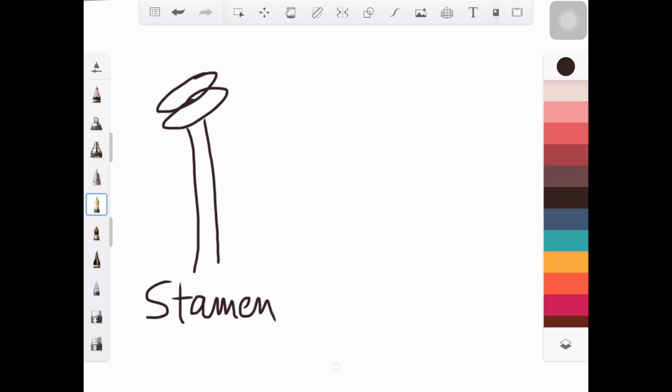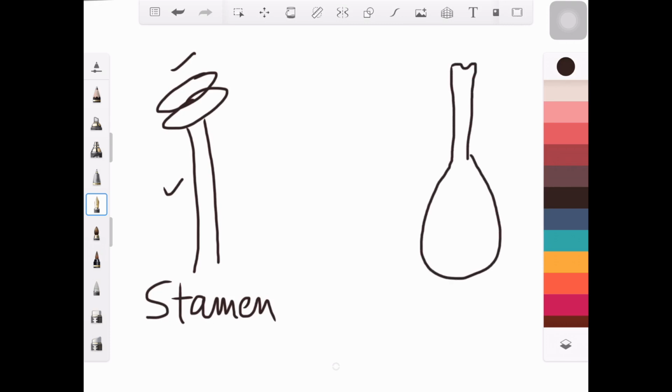Now, anther and filament are two parts of the stamen. And you also know that there is a female part of a flower called the pistil, or you can also call it carpel, or also called gynoecium. You can say all these terms. Now, this surely will be producing a male gamete somewhere.